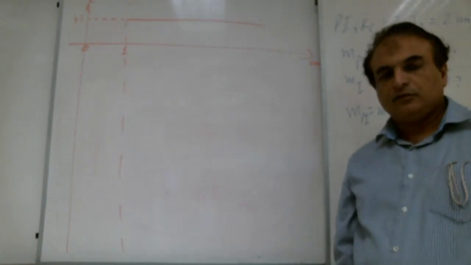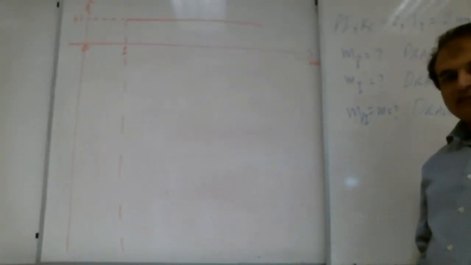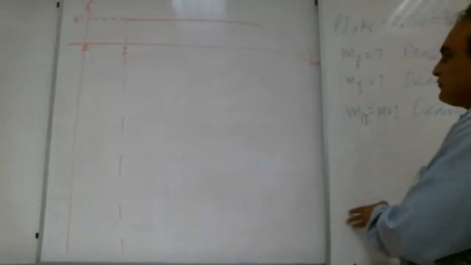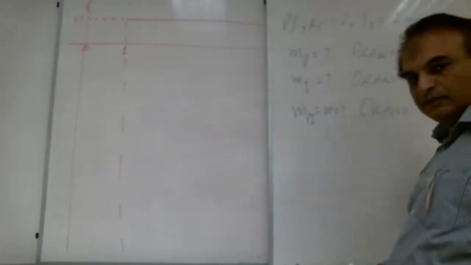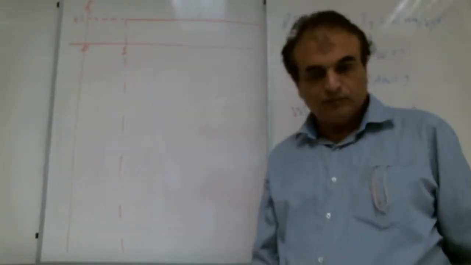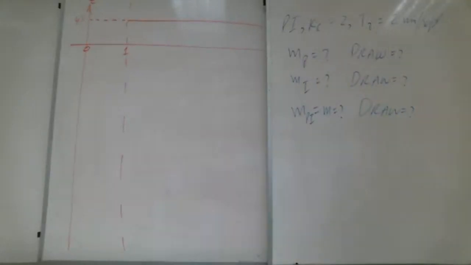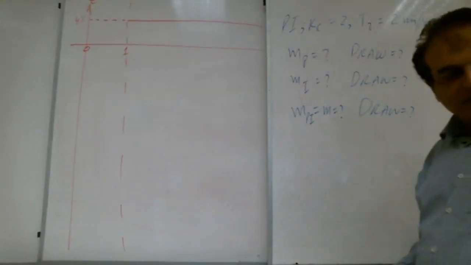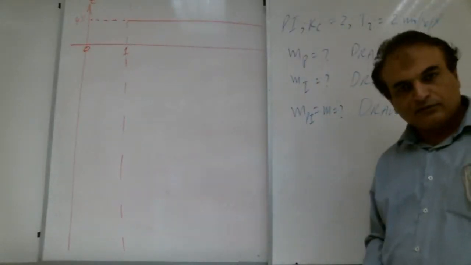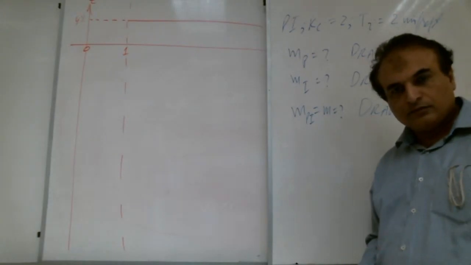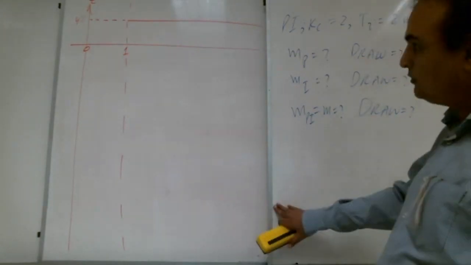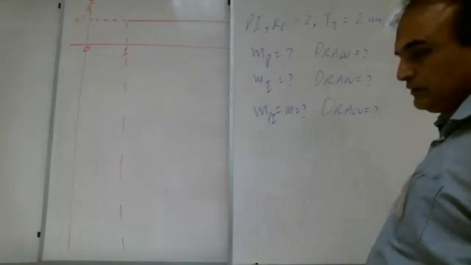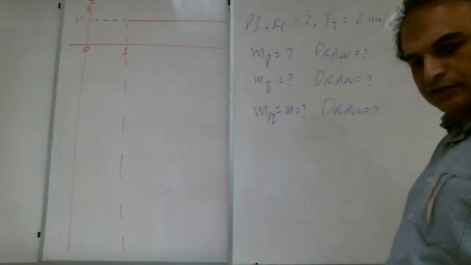So how should we start it? 0 and 0 with 4%. Yes, Shabab, how should we start it?